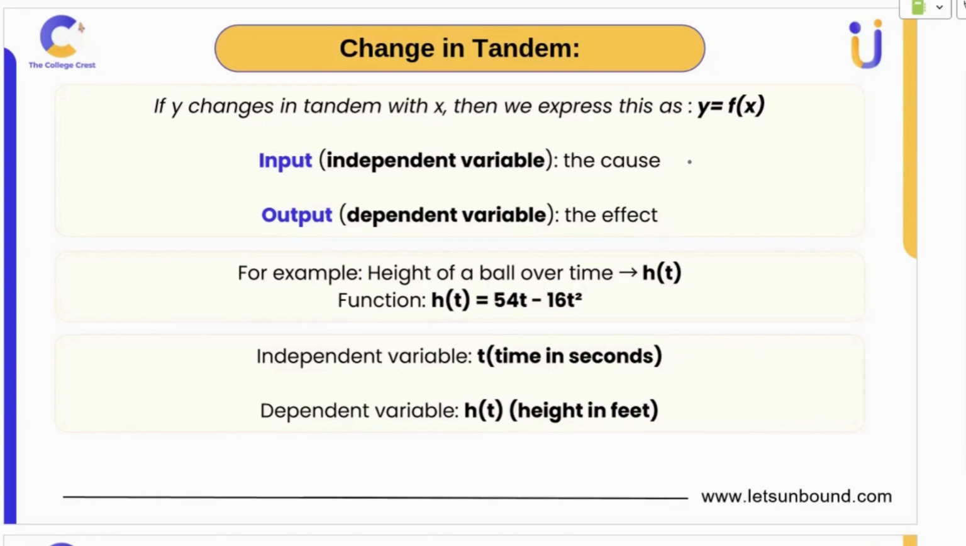So here is one example scenario. The height of a ball over time is modeled by h of t equals 54t minus 16t squared. So here the independent variable is t. So the basic question is, h of t is modeled, it's made up of t, right? So independent is t and dependent is h. If you say time t, I can tell you the height. That's the basic way of asking a question and answering, right?